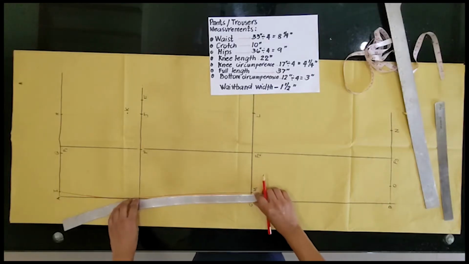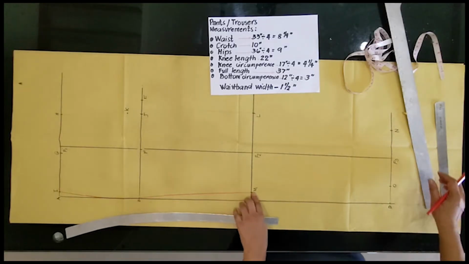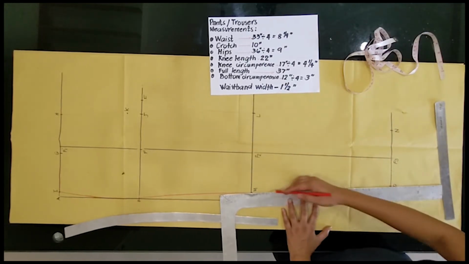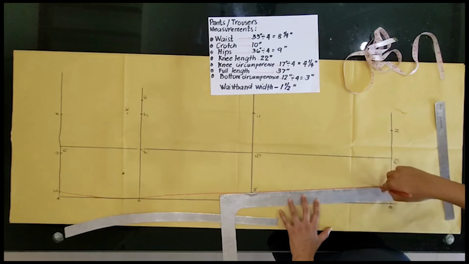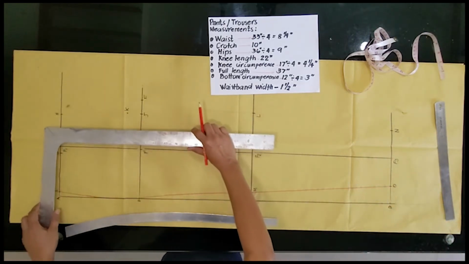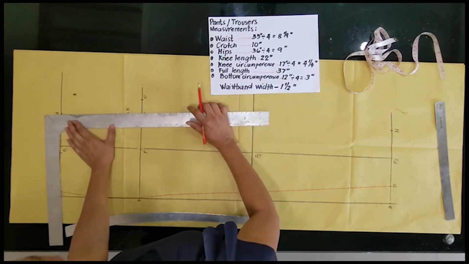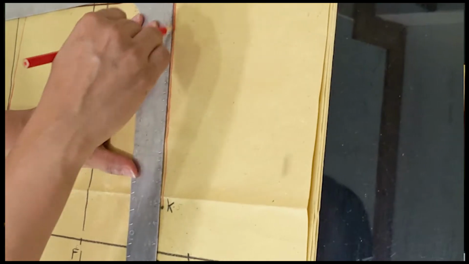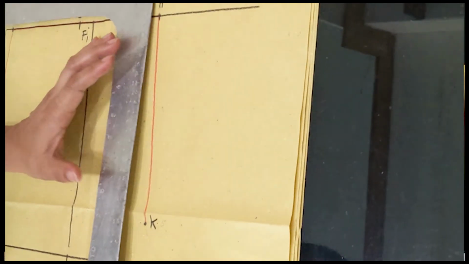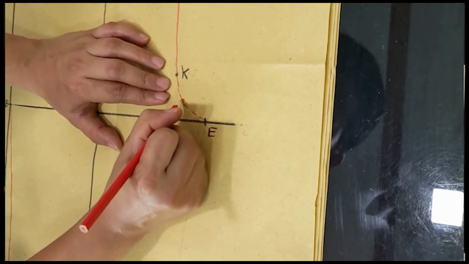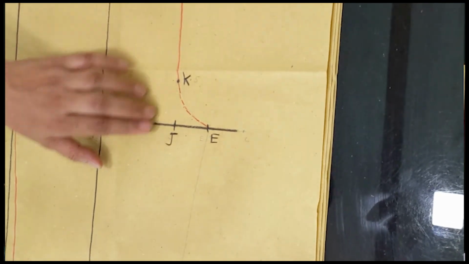Okay. So next we have to connect M and O with the use of L square or string. M and O. Okay, so next we have to connect H and K. Okay, straight line, and then for K and E, free hand. So this is the curve part.